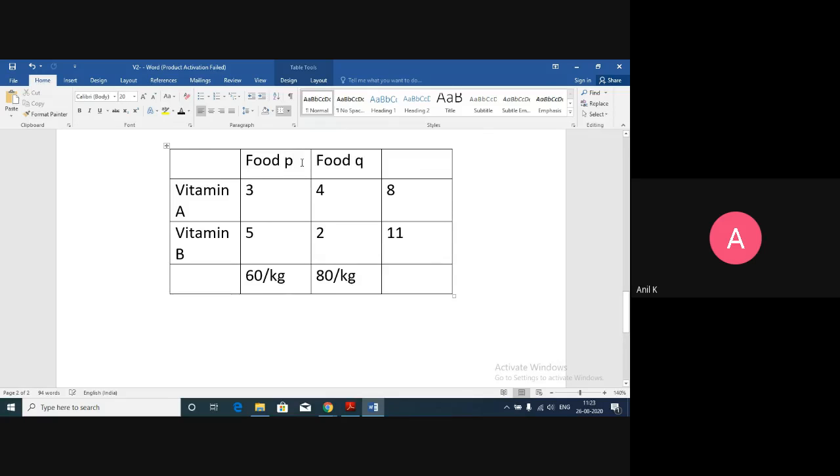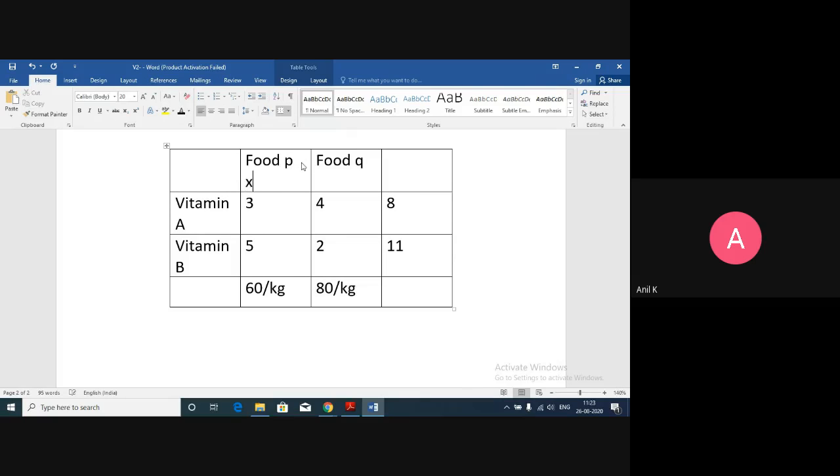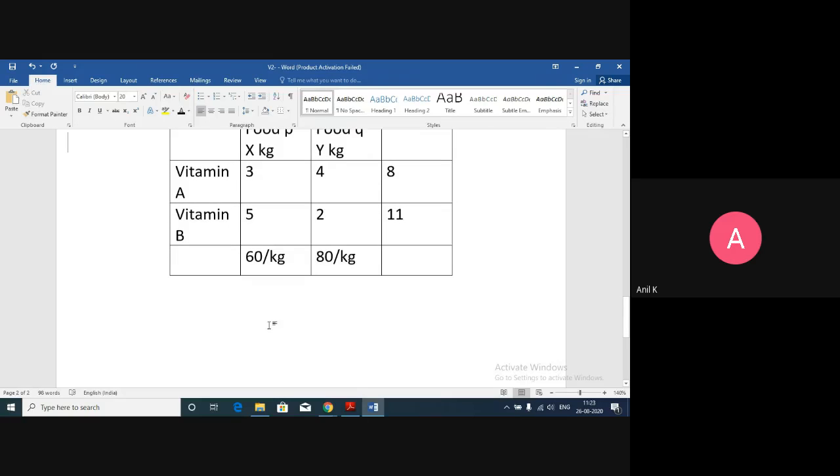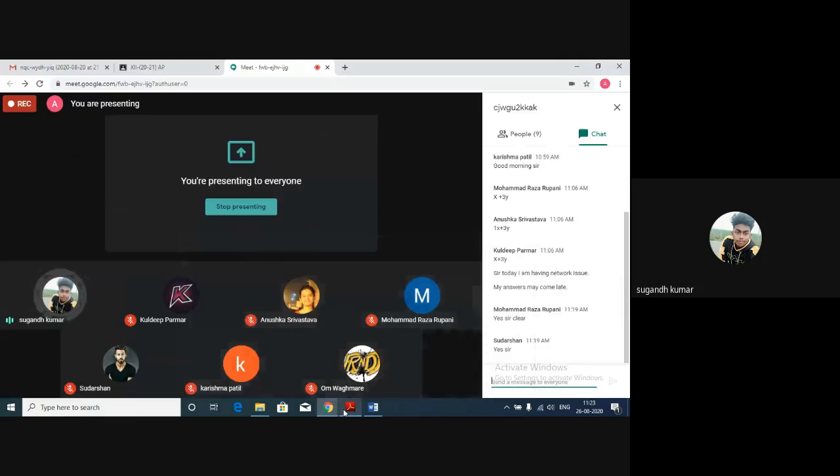Now what I have to take X, let X kgs of food P be bought in, and let Y kgs of food Q be bought in. So can you give me the equations here now? What is equation Z? Tell me the equation Z. 3x plus 4y. I'm asking about Z.